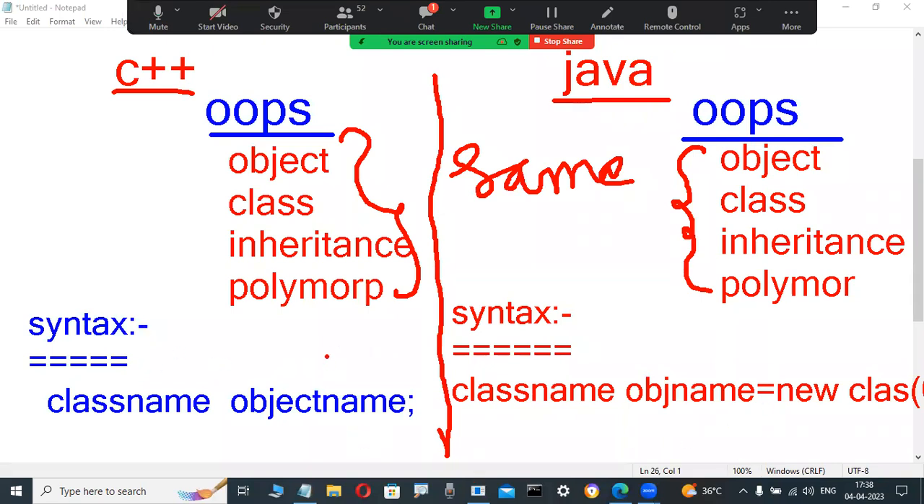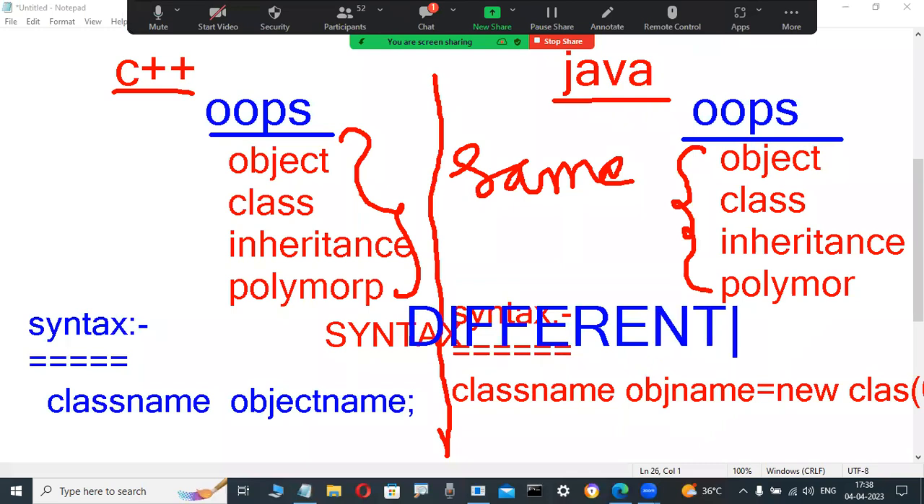That's why it is syntactically different. Here we are creating an object from the class, so here it is class name, space, object name. In Java, you are creating an object from the class with different syntax only. Very important: not only is it syntactically different, observe here.